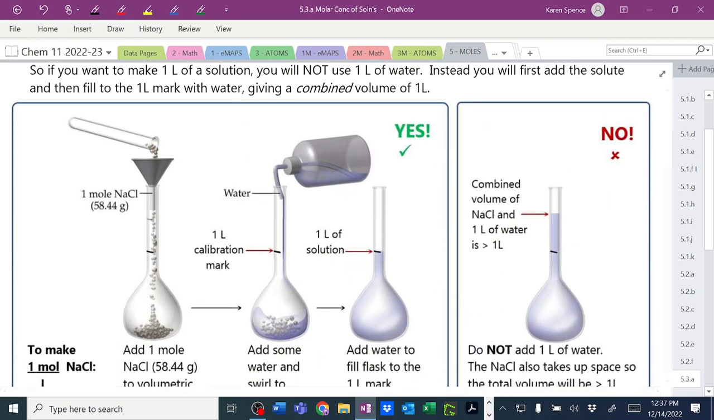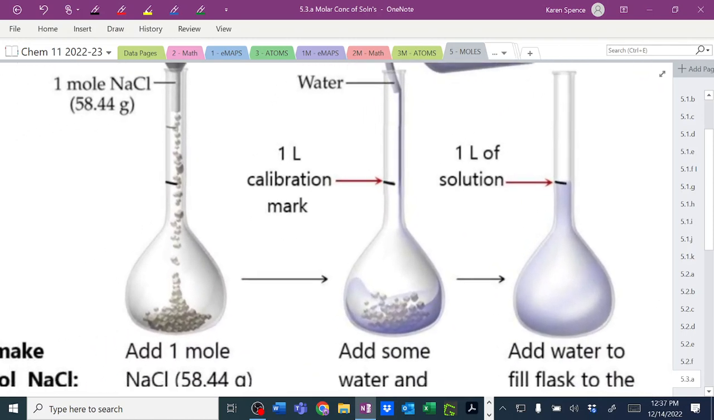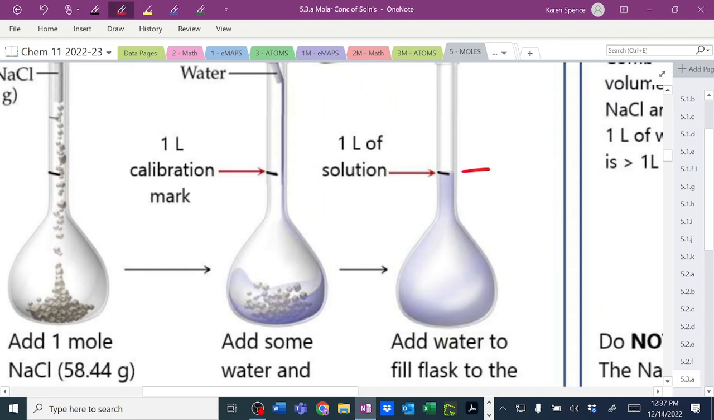So it's much easier to just put the solid in. And actually there's a picture of it here. So we put the solid into the flask. Then we add some water. Okay, does that make sense? And then we swirl it around and we say we want 1 liter of solution. So we fill it up to 1 liter. That's 1 liter of solution, which is the solute plus the solvent.